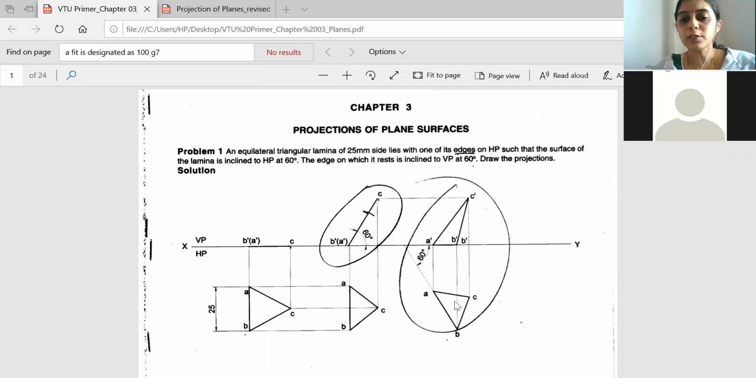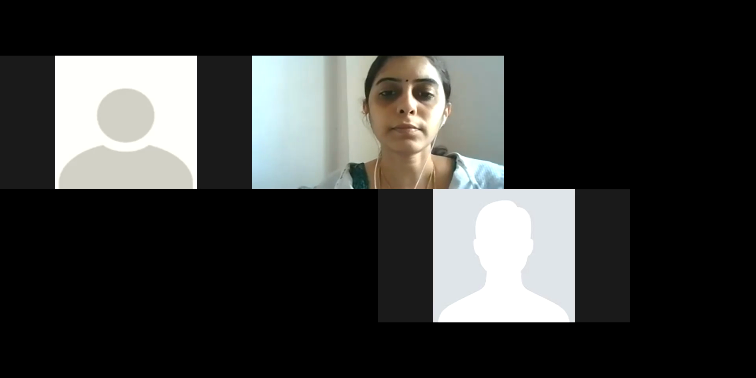Listen here carefully. Since the edge dimension was the same, we inclined it directly, and we didn't determine the apparent angle. But that is not the case in the second problem. So let us just complete this problem and then I'll leave. Listen.